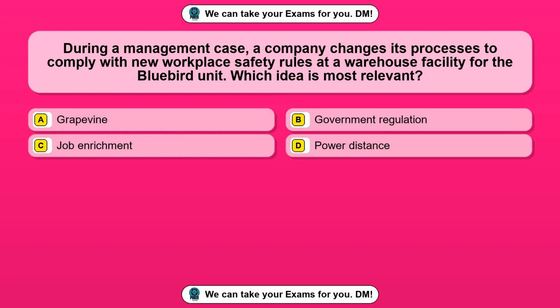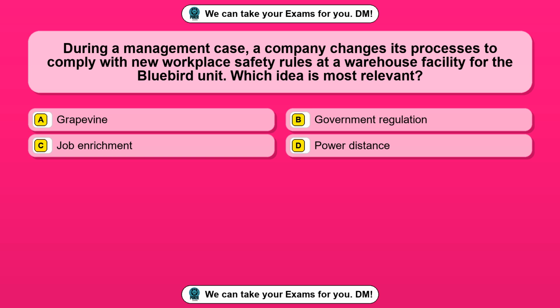Question 51. During a management case, a company changes its processes to comply with new workplace safety rules at a warehouse facility for the Bluebird unit. Which idea is most relevant? Option A, grapevine. Option B, government regulation. Option C, job enrichment.